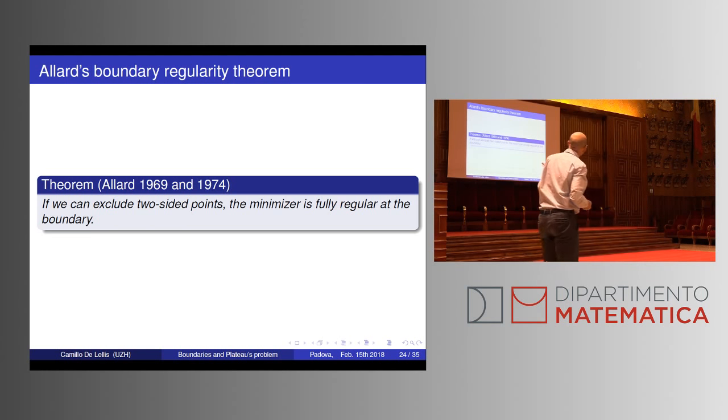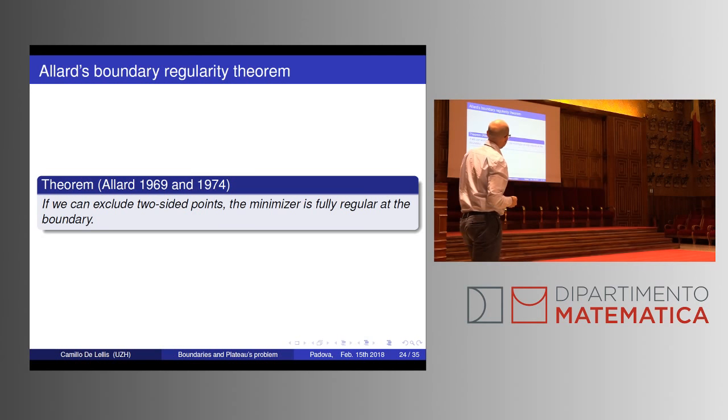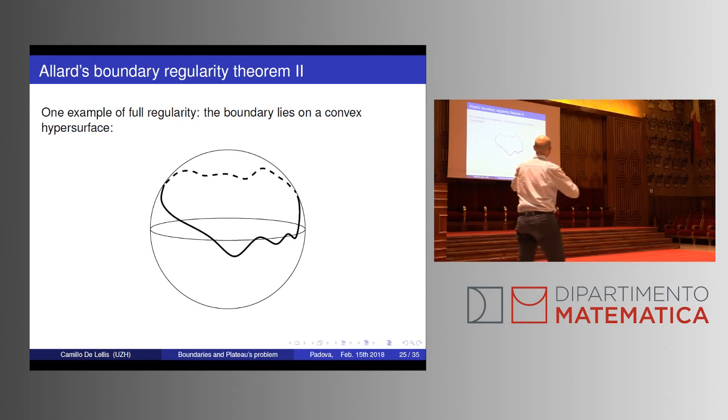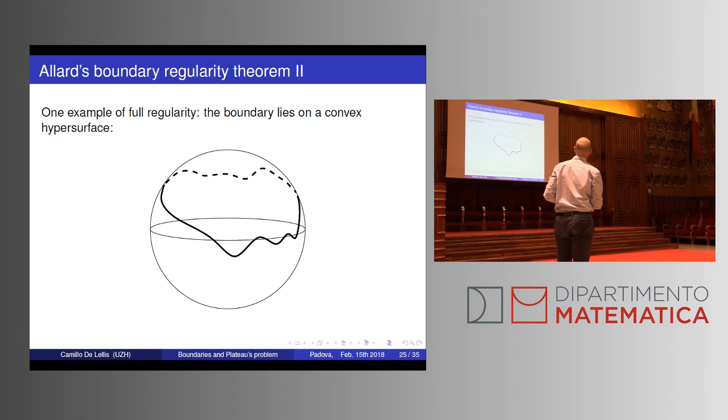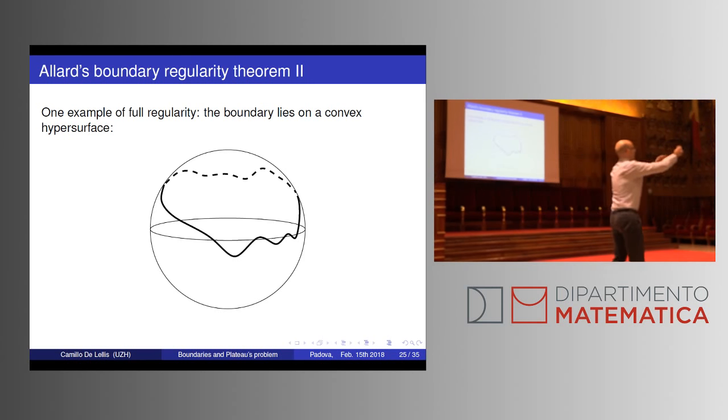Now this seems a nasty, strong assumption, but it's not. There are a lot of situations where you can ensure that there are no two-sided points a priori. So let me give you an example. Assume, for instance, you are in 3 dimensions, and your curve is lying on a sphere. So your curve is lying on a convex surface.